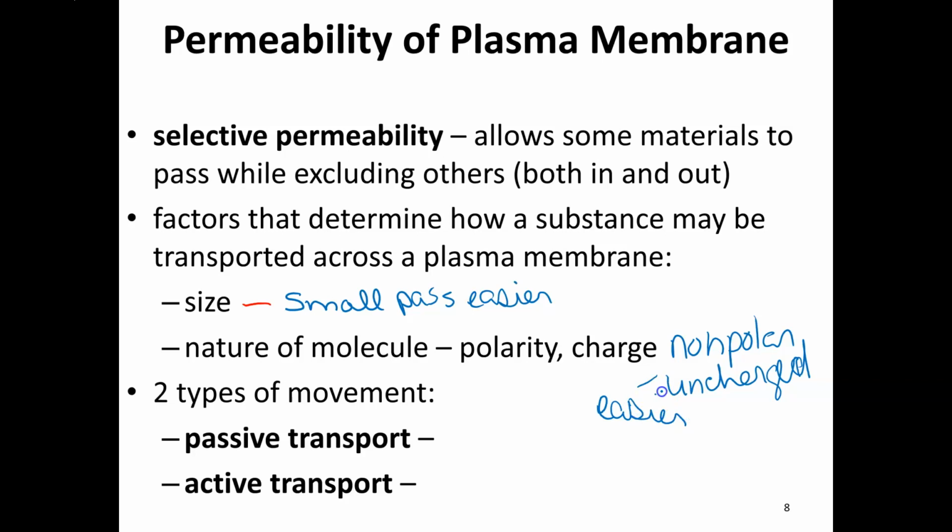There are two types of movement across the plasma membrane. We have passive transport. With passive transport, we're moving across the plasma membrane without energy.